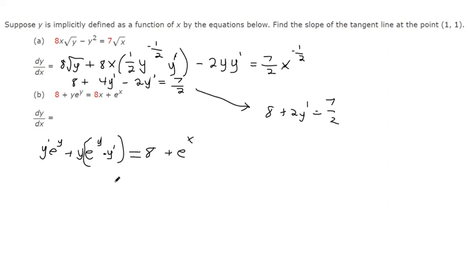And same type of thing, you could solve this equation for y prime and then plug in (1, 1), but you're probably making more work for yourself than you need. Just plug in (1, 1) now. e to the 1 is just e, right? It's a constant. Plug in 1 for y in here, so that's just 1. This is e to the 1 again. And then this is also going to be e to the 1 when we plug in 1.